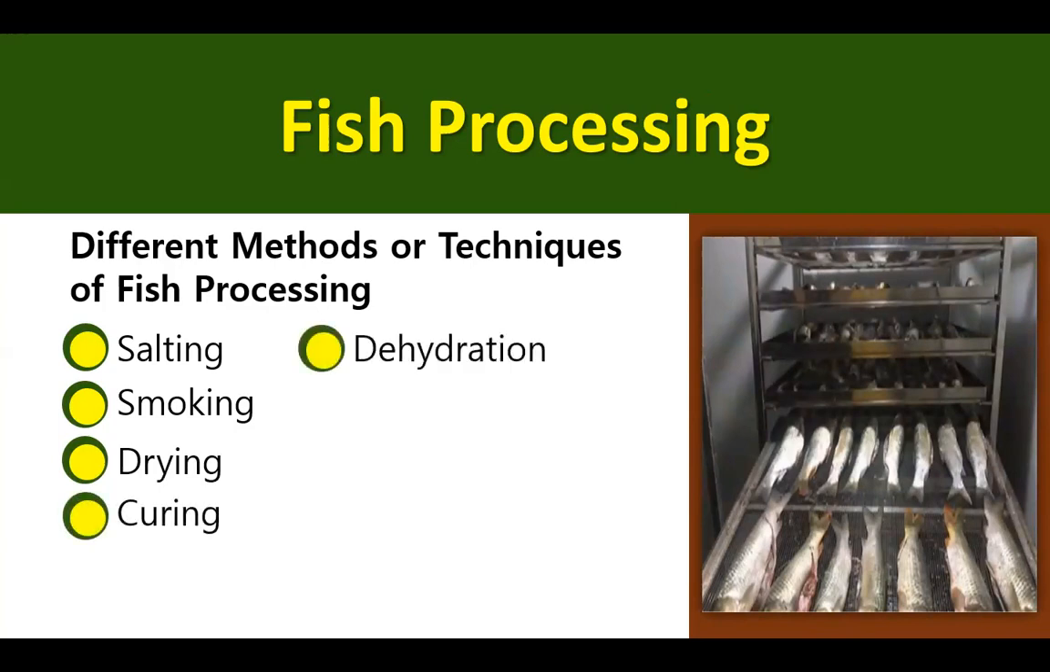Another method or technique of fish processing is what we call dehydration. Dehydration is an artificial process of drying because it is done with the use of mechanical devices such as an oven that produce artificial heat for drying.